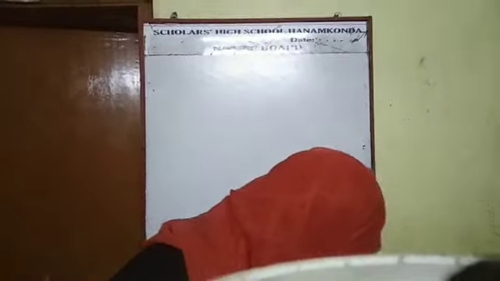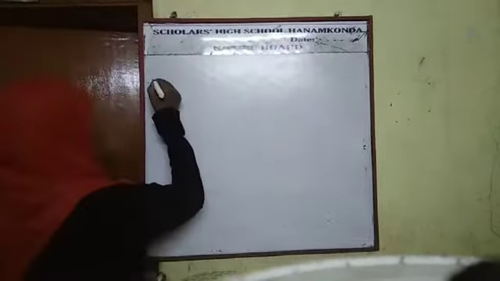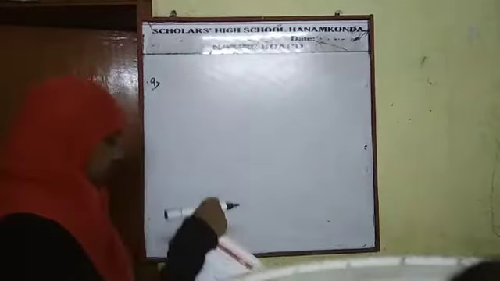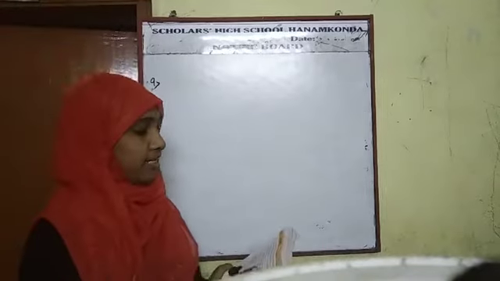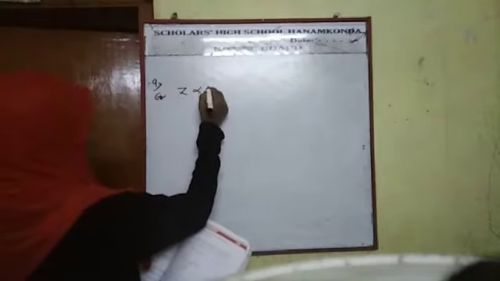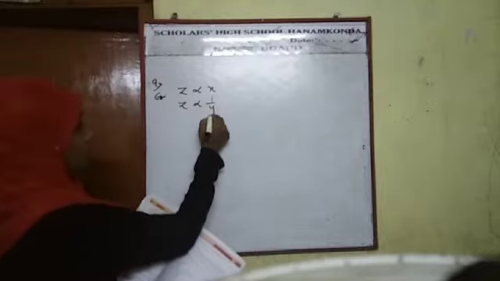Now today we are discussing problem number 9. Very lengthy problem, beta. Okay, see. Z varies directly as x and inversely as y. See beta, z is given. Z is directly proportional to x and z is inversely proportional to y.